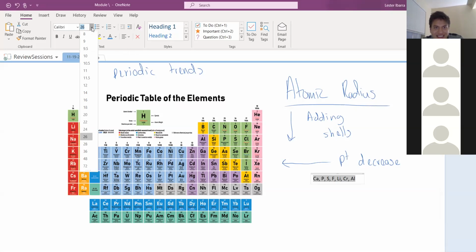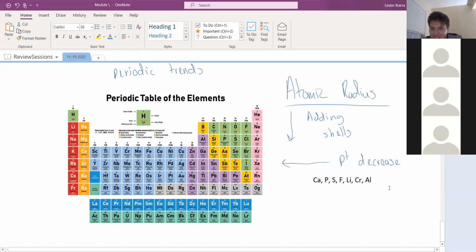That's a little bit small. There you go. So if we have calcium, phosphorus, sulfur, fluorine, lithium, chromium, and aluminum. My recommendation as to how to tackle this kind of problem is that you want to look at the number of shells that each one has, because that's the bigger reason why something would be bigger. So if we look at calcium, how many shells does calcium have?